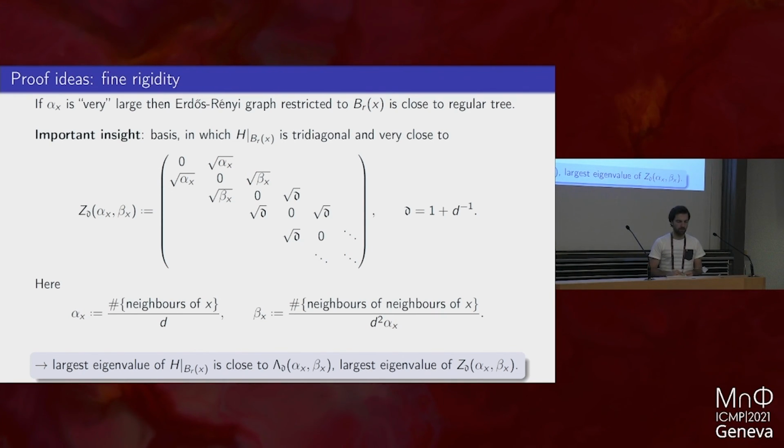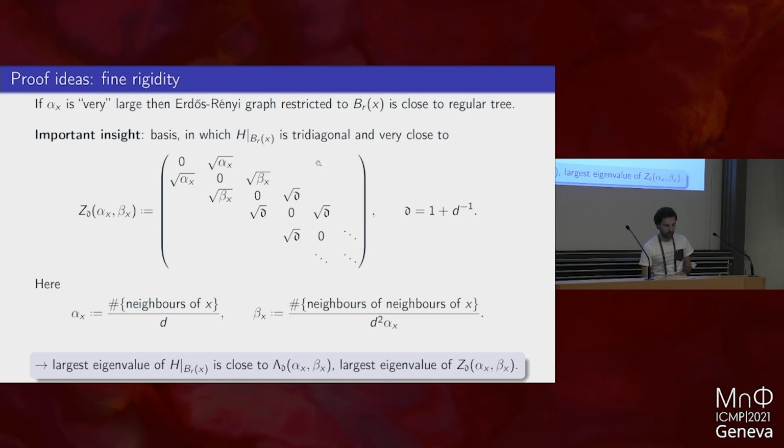And the important insight here is, because we now have to basically determine the largest eigenvalue there very precisely, it's an important insight to find a basis, or a suitable basis, where the restricted matrix becomes tridiagonal. But nevertheless, the tridiagonal matrix should still be so simple that we can still understand it in an explicit way. And actually, it turns out that one can choose a basis such that this matrix becomes approximately tridiagonal and very close to something that has this structure.